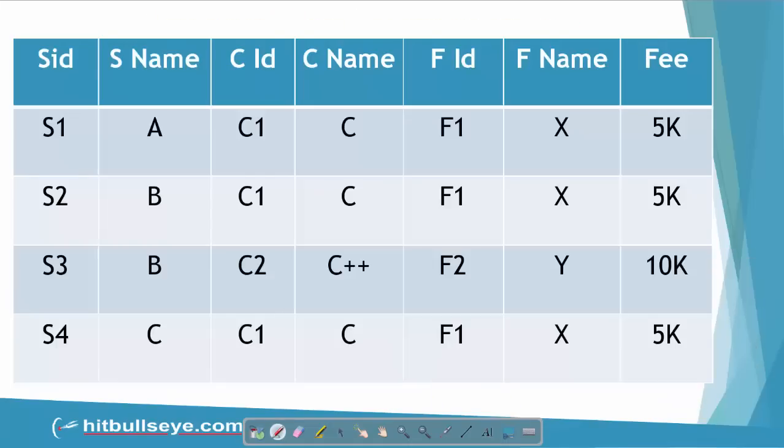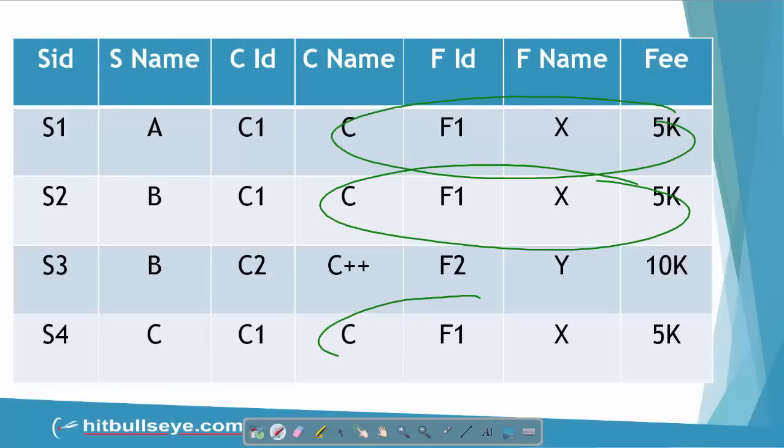This is the same relation which we have seen in the first slide. So we see that there are certain students who are enrolled in certain courses, and we have the faculty ID of who is teaching that course, the faculty name, and the fee of that particular course. We already realized that these three items are redundant. So let's talk about how these anomalies can occur in this relation.